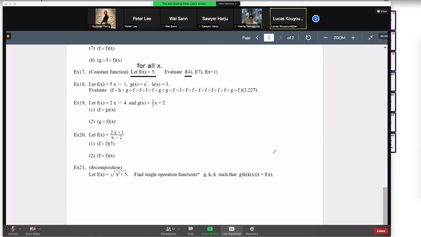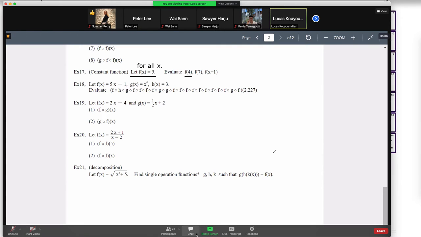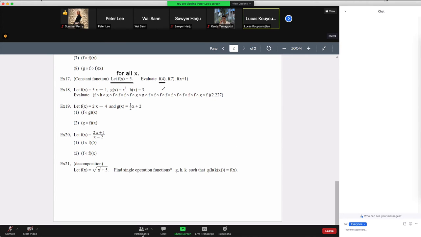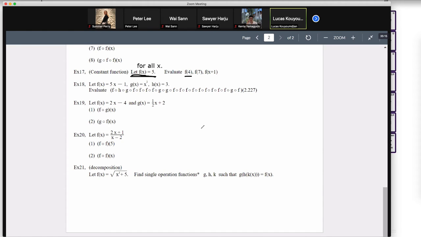F of 4 is... you say it's a constant function, but it said f of x is equal to 5, so f of 4 would just be equal to 4, wouldn't it? No. If f of x equals 5, if that's the function, what is f of 4? It will just be 5, not 4. If I give a function f of x equals 5, what that means is f of x equals 5 for all x.